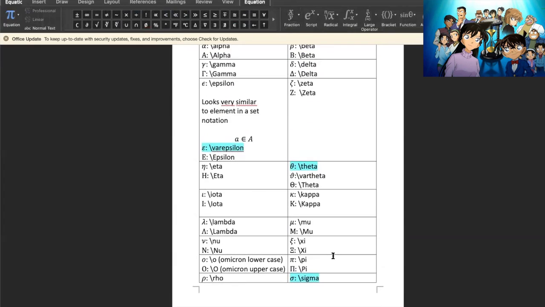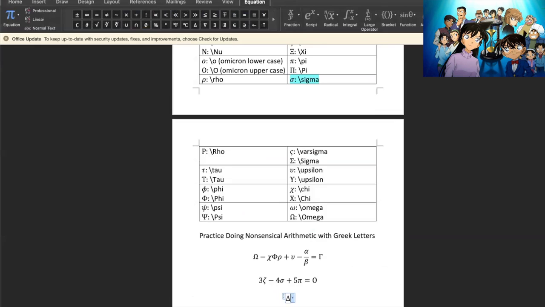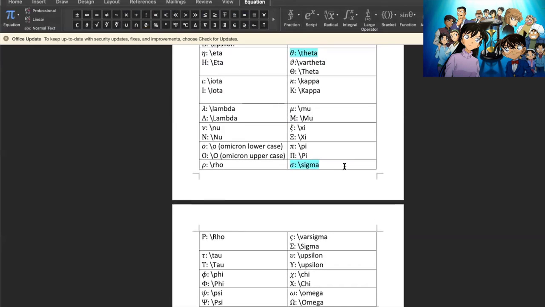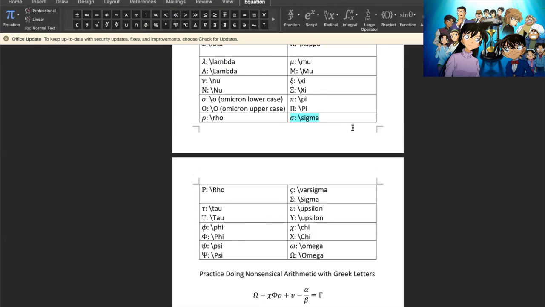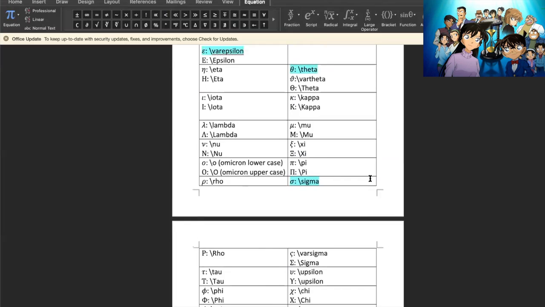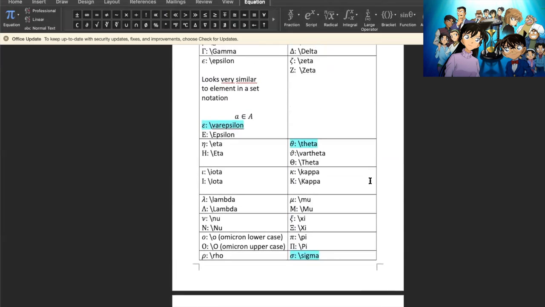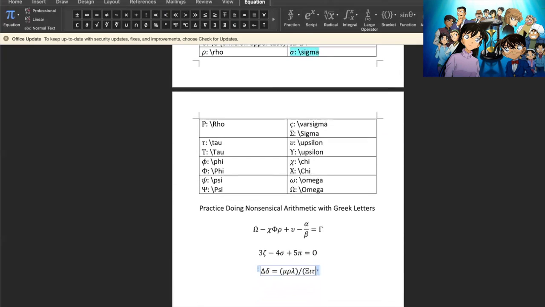And then finally, let's see, delta, oh, that is cursed, equals mu rho lambda divided by xi iota. Do I do beta again? No, tau.